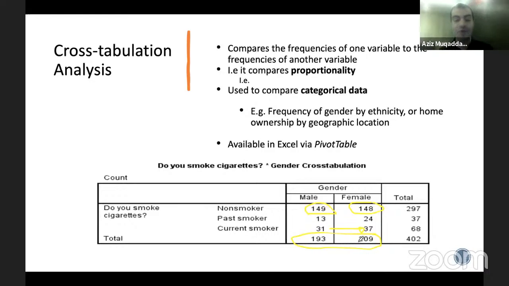Yeah, right. So could someone real quick calculate the ratio or percentage for females who are current smokers? So 37 out of 209, and males who are current smokers, so 31 out of 193. What are the percentages? Please tell me you know how to calculate a ratio. It's just division. Okay, so it's 17.7 of females, 16.06 of males, correct, right?